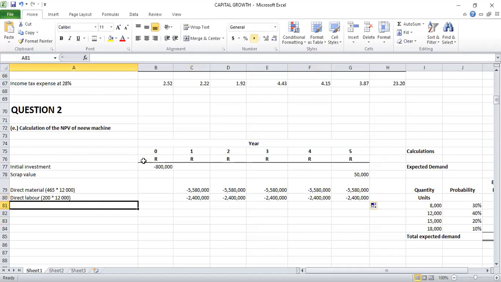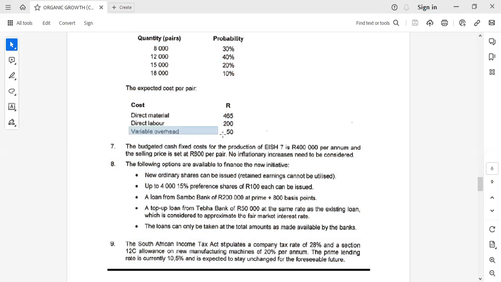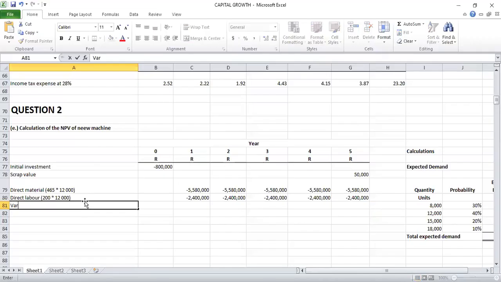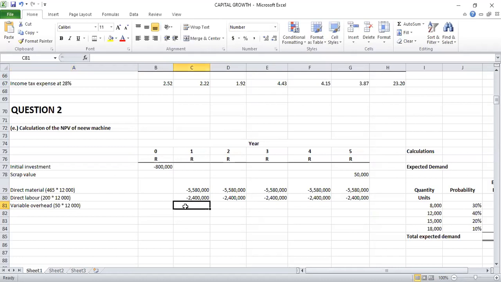Right. Then we have our variable overhead, which is 50, multiplied by 12,000. What do you get? Right. So say 600,000.